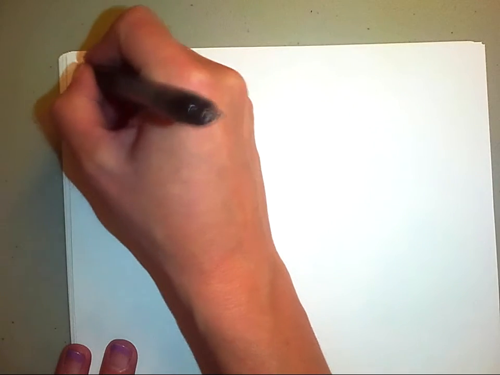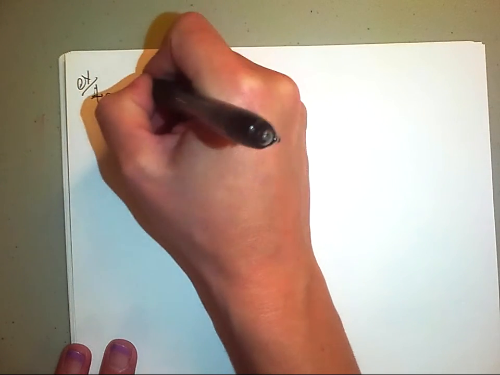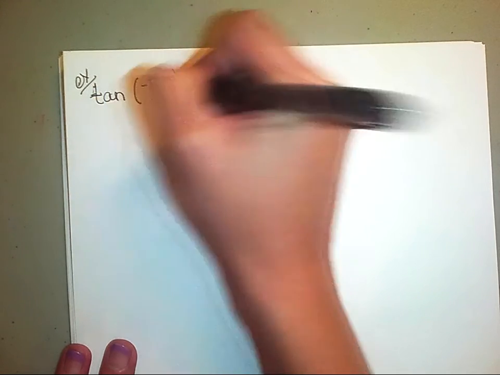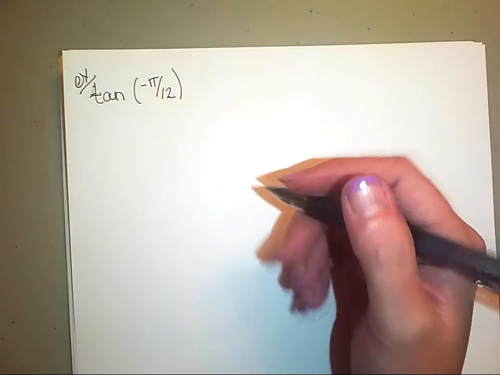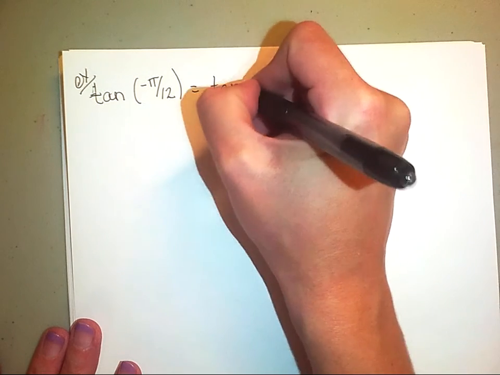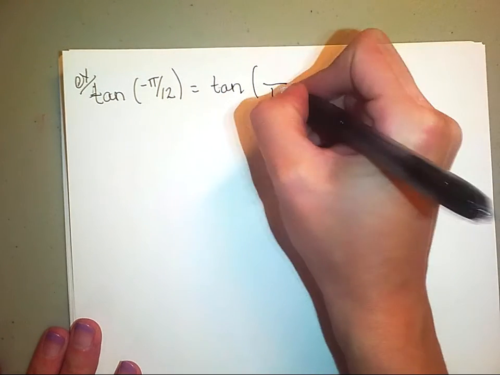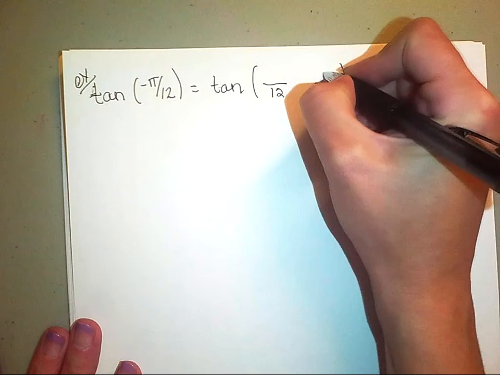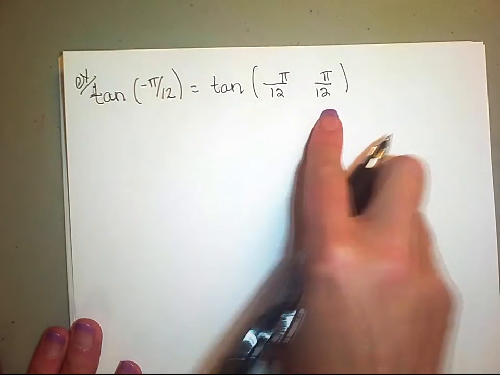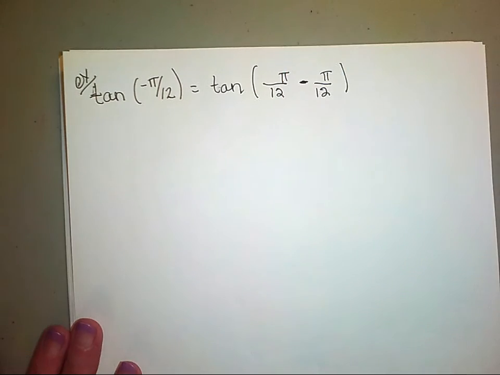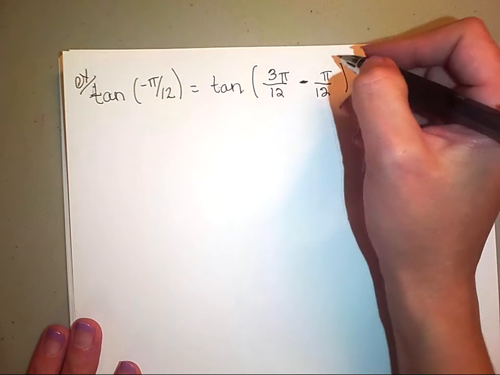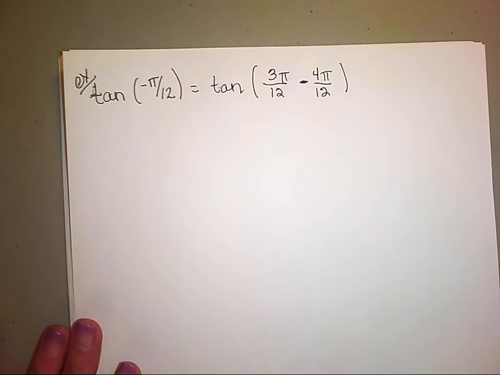Let's do another one. Let's say we need to find the tangent of negative pi over 12. Again, we're going to have to find two angles. Since the common denominator is 12, I know that's what I'm looking for. And since it's negative, I'm sure this is going to be a subtraction. What would I need for that to happen? Well, 3 pi over 12 minus 4 pi over 12 would be negative pi over 12.